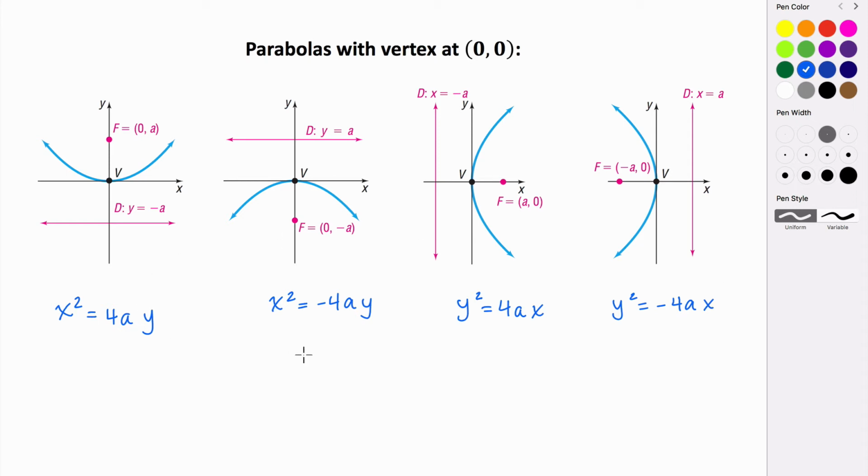So these equations all look very similar. The only thing that really changes is which value is being squared and whether the value of 4a is positive or negative. What value is being squared is going to determine whether it opens up and down or left and right. If it's x squared, it opens up or down. If it's y squared, it opens left or right. If it's negative, it'll open down or left. If it's positive, it will open up or right.